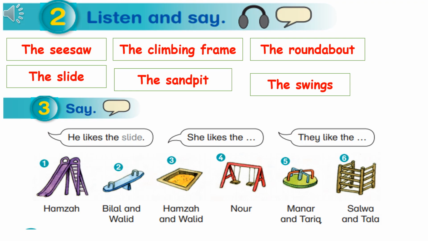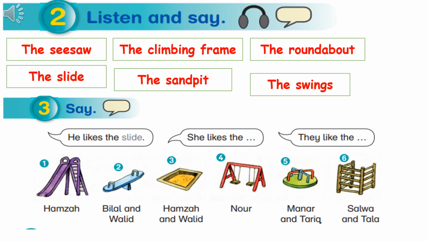Picture number 4. What does Noor like? Try to say correct sentence about picture number 4. What does Noor like? She like or she likes? Yes, she likes what? She likes the swings. Great. Look at picture number 5. What do Manar and Tariq like? They like the roundabout. Excellent.